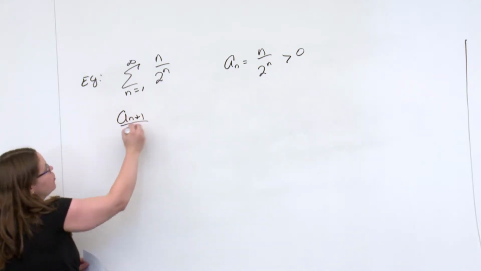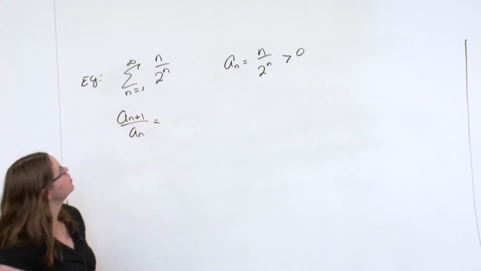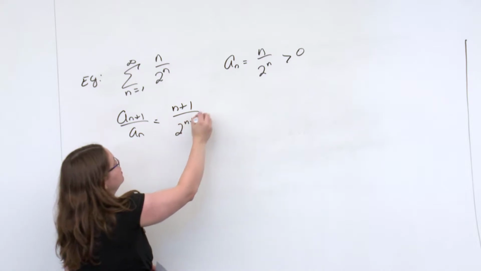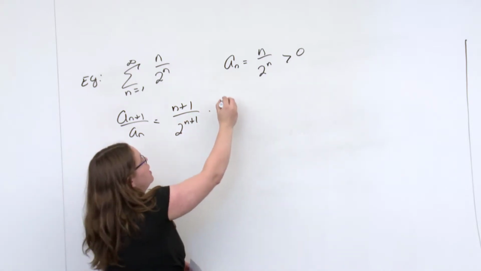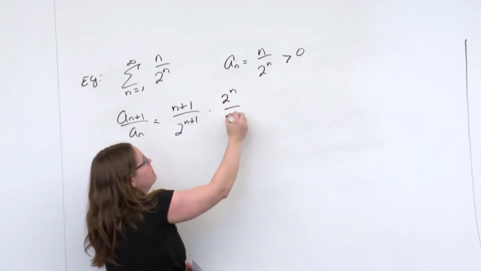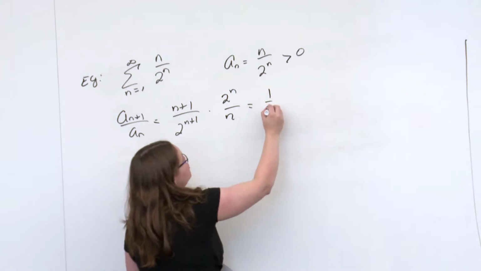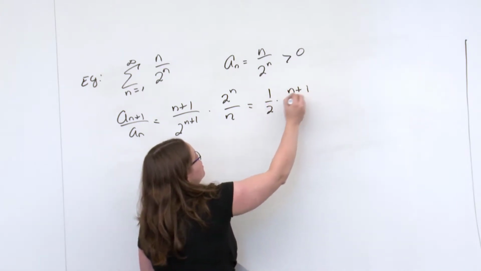So if we look at a_{n+1} over a_n, what do I get? I get (n plus 1) over 2 to the n plus 1, and then over a_n, which is 2 to the n over n. That's 1/2 times (n plus 1) over n.